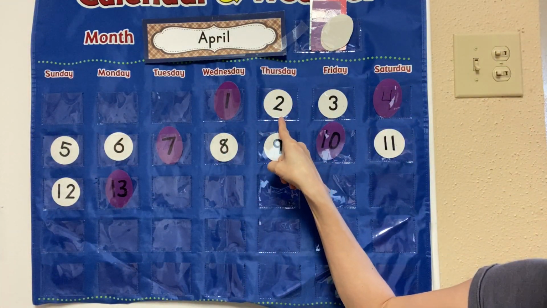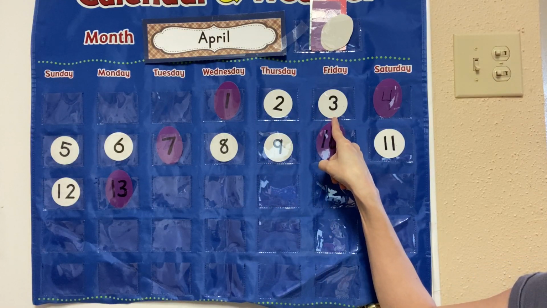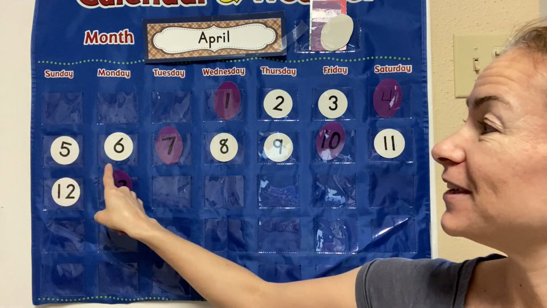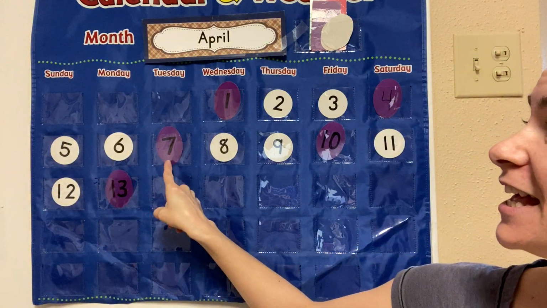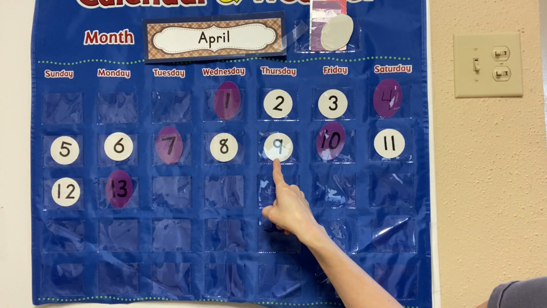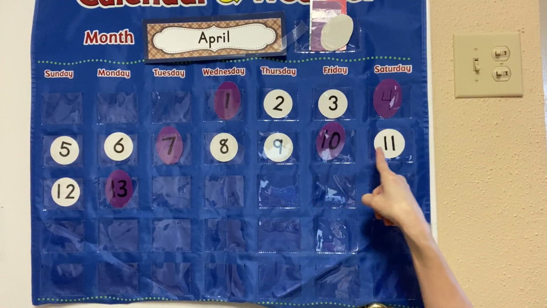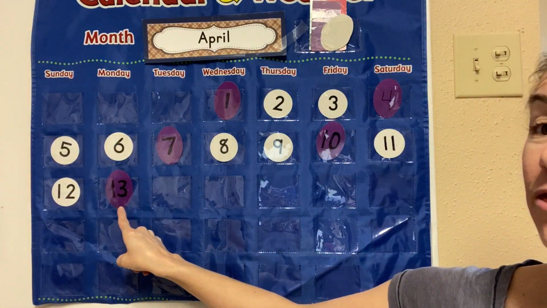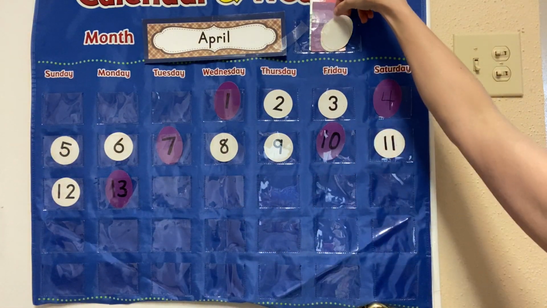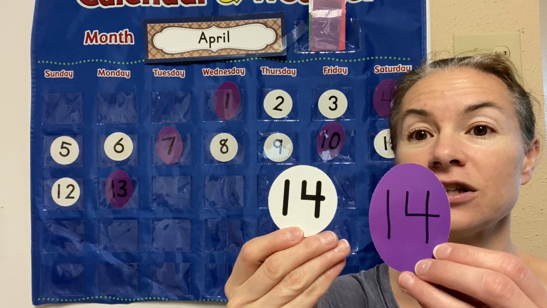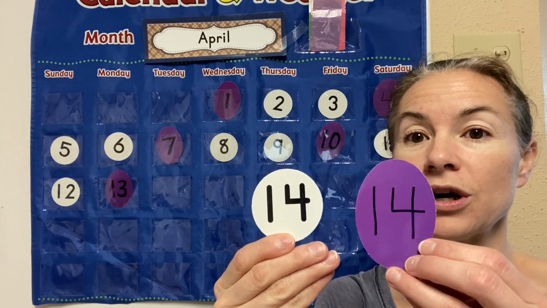One, two, three, four, five, six, seven, eight, nine, ten, eleven, twelve, thirteen, fourteen. And 14 looks like a 1, 4.